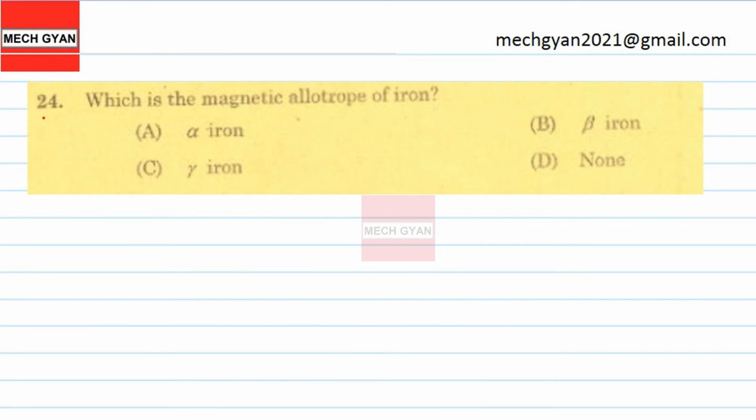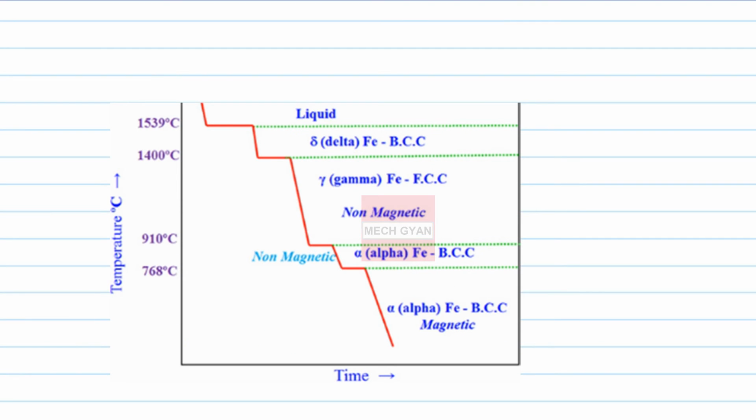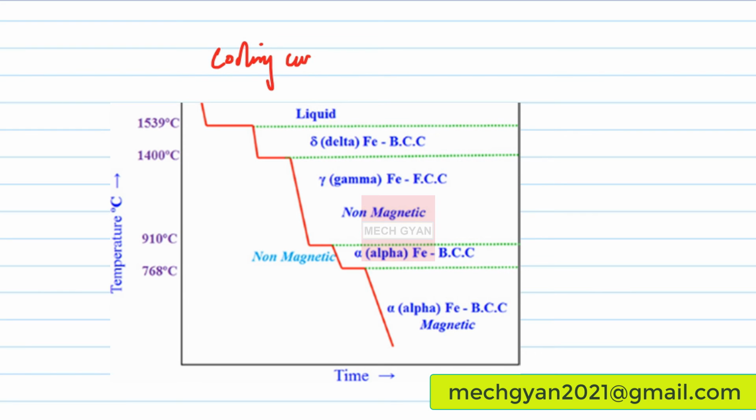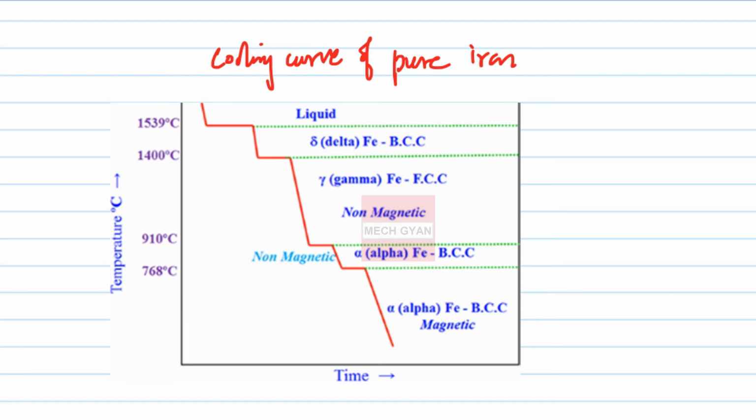Question number 24. Which is the magnetic allotrope of iron? Magnetic allotrope is asked. There are several allotropes of iron: alpha iron, beta iron, gamma iron, etc. So which is the magnetic allotrope? Let's see the solution. This figure shows the cooling curve of pure iron. On the x-axis we have time and on the y-axis temperature in degree centigrade.